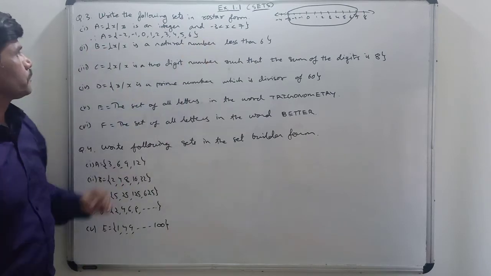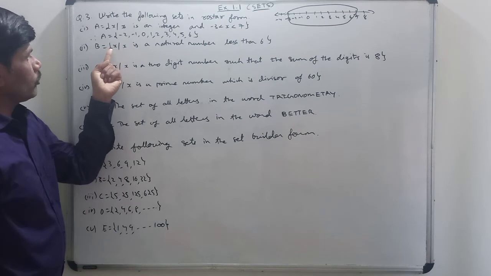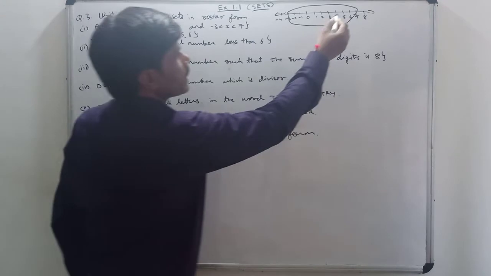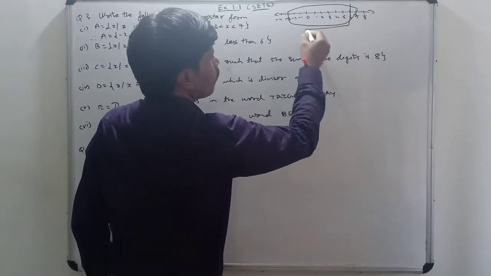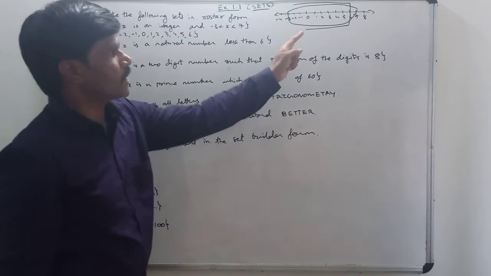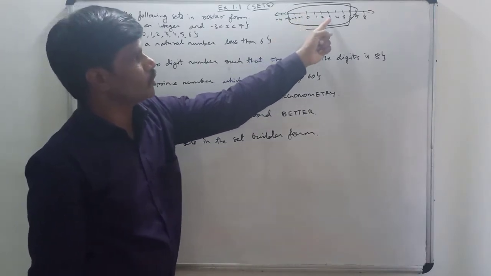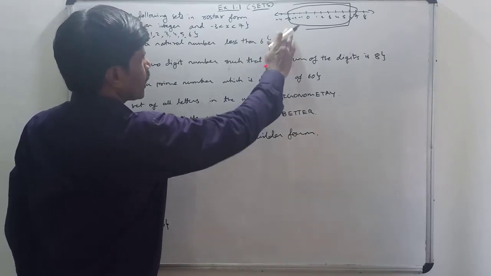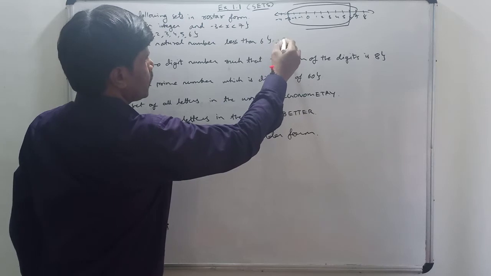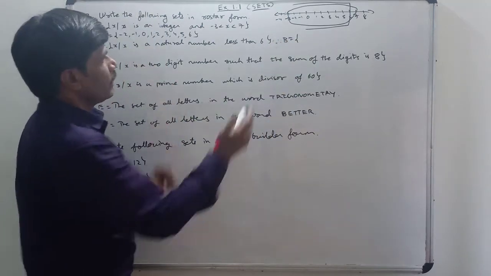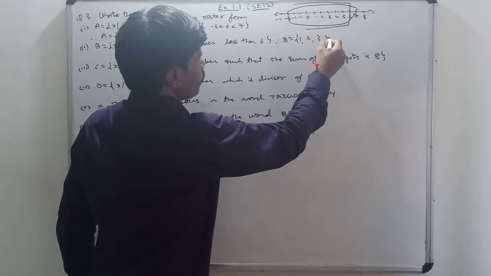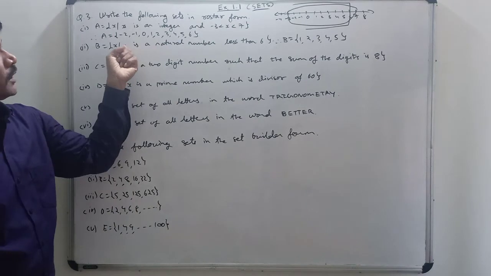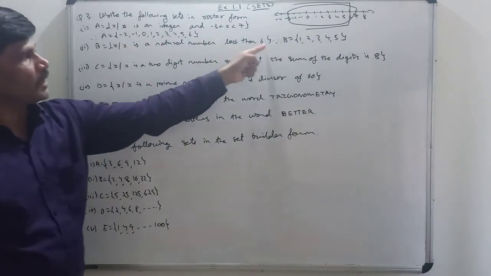Hence it is a roster form. Now second, B is equal to the set x such that x is a natural number less than 6. So what are the natural numbers less than 6? On this number line only I am explaining. Natural numbers start from 1. So 1, 2, 3, 4, 5. Therefore B is equal to {1, 2, 3, 4, 5}. This is nothing but the roster form of this set, natural numbers less than 6.